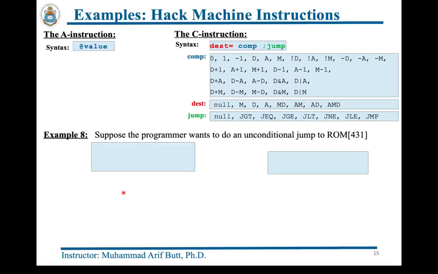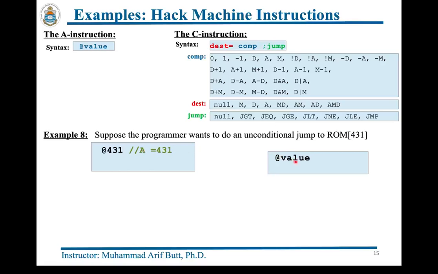Okay, now let's suppose that the programmer wants to do an unconditional jump. Suppose in the sequence of the program we just want the control of execution to be shifted to the ROM location 431. And for this as well, first of all, we need to use the A instruction, and we need to place the address 431 inside A.